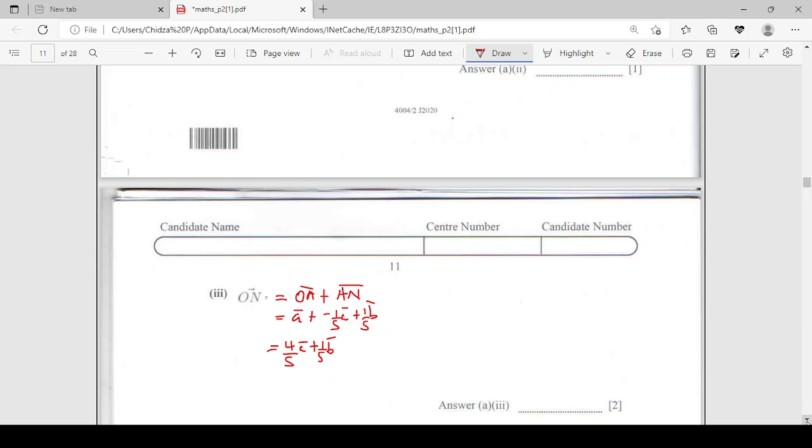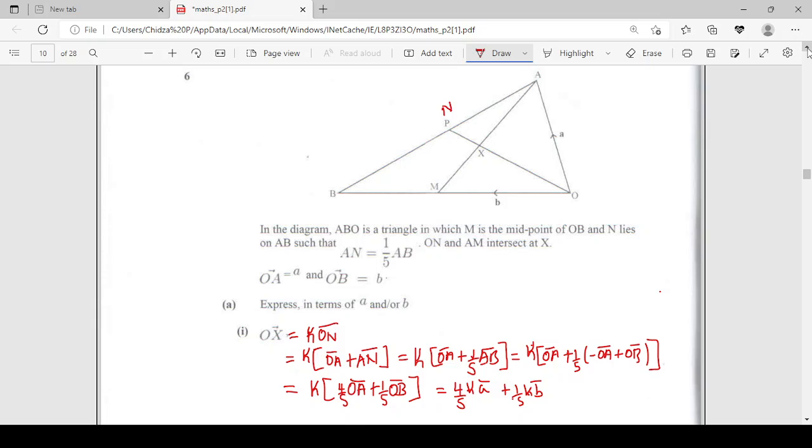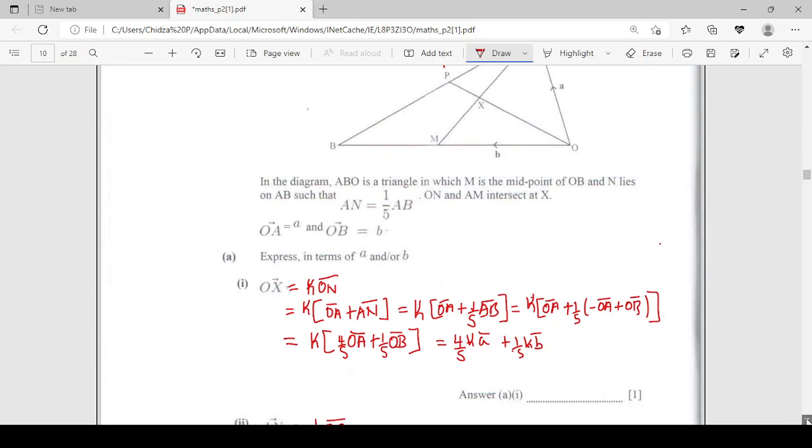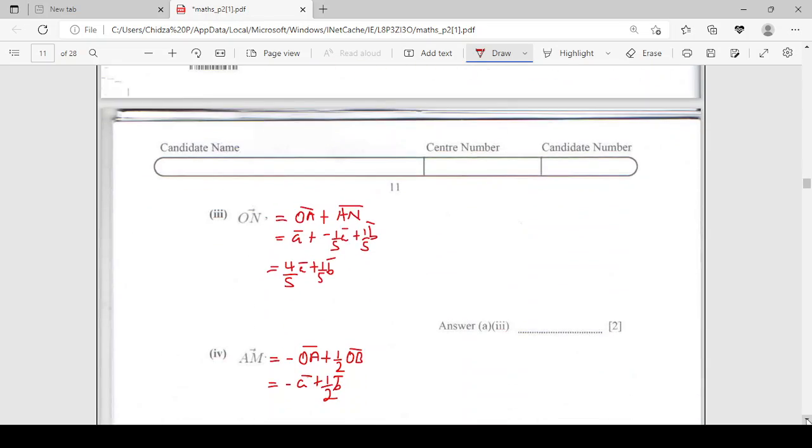ON is the next thing. ON, we know if you are to move from O to go to N, you will go through the route OA plus AN. So you will substitute for your OA with a, and we already know what AN is. We found it earlier on. We replace that with minus 1/5 a plus 1/5 b. When we simplify, we'll get our ON as 4/5 a plus 1/5 b.